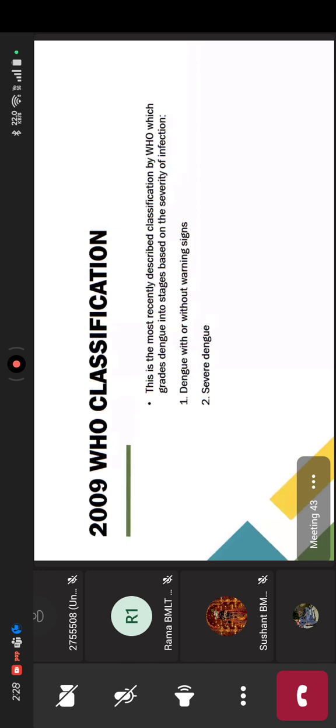So this is the most recently described classification by WHO, which grades dengue into stages based on the severity of infection, right? So WHO basically classifies dengue virus into two main stages, right? Based on the severity, right? Which stage has more severity, right, students?